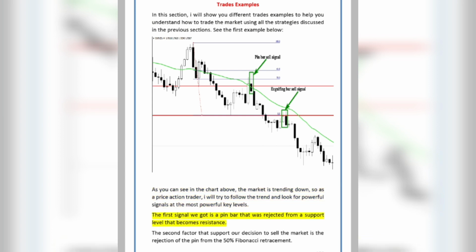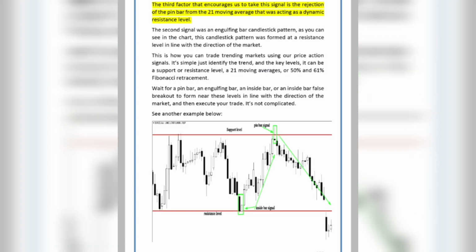The first signal we got is a pin bar that was rejected from a support level that becomes resistance. The second factor that supports our decision to sell the market is the rejection of the pin bar from the 50% Fibonacci retracement. The third factor that encourages us to take this signal is the rejection of the pin bar from the 21 moving average that was acting as a dynamic resistance level.